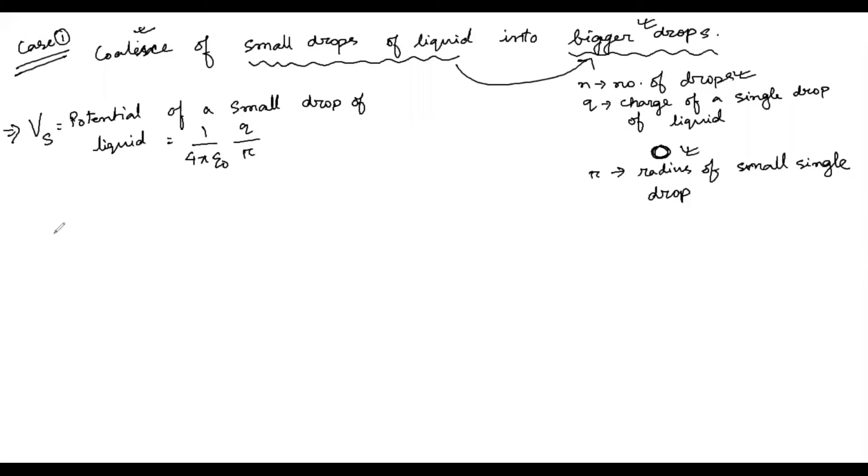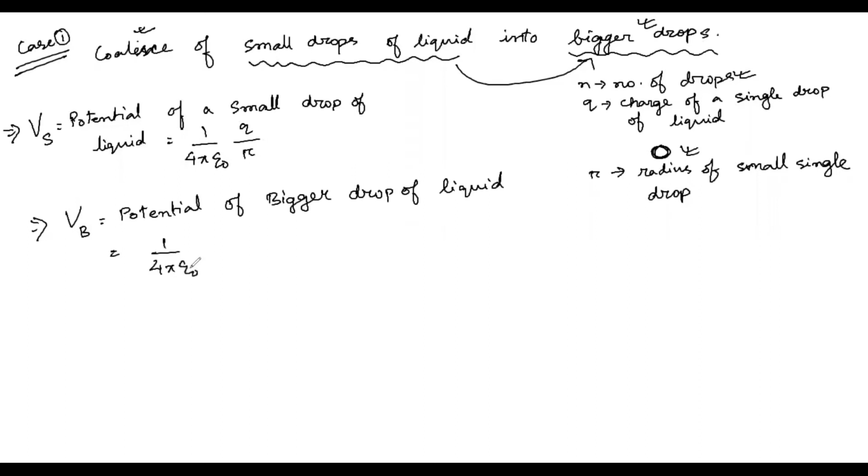Now, since these small drops are used to form a bigger drop, the bigger drop is spherical in shape with radius capital R. Let's say V suffix B is the potential of the bigger drop of liquid, which will be the same as 1 by 4 pi epsilon naught capital Q.